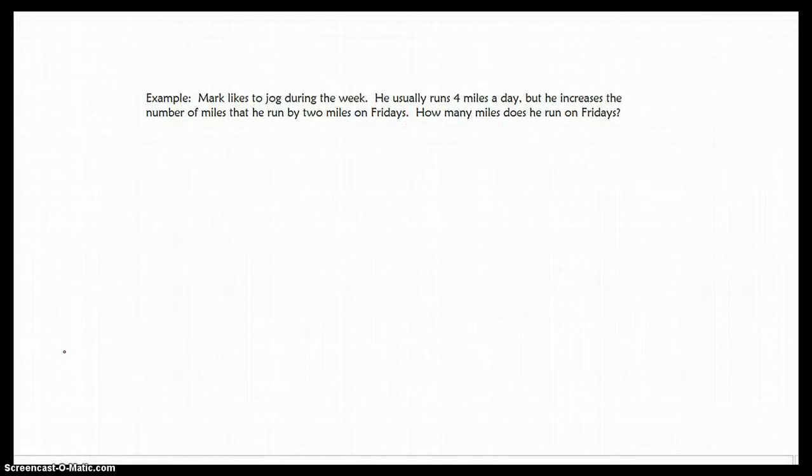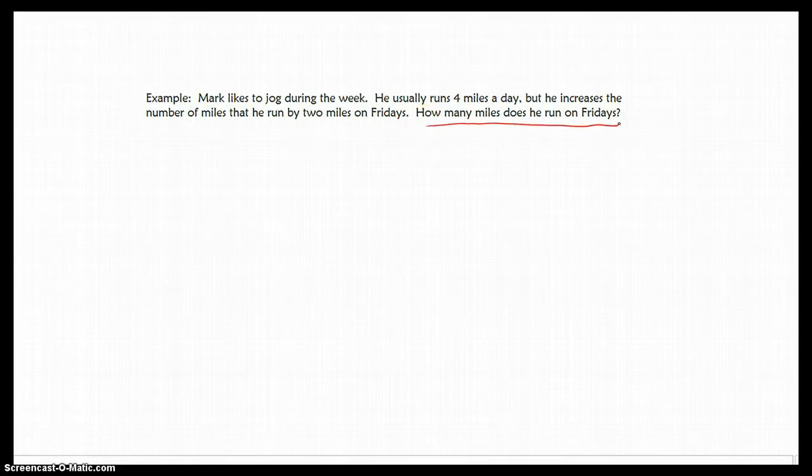Okay, so the reason why we need to know all of those words and their meaning for what operation they use is because oftentimes these kind of words show up in word problems. So here I've got an example, and the example says, Mark likes to jog during the week. He usually runs 4 miles a day, but he increases the number of miles that he runs by 2 miles on Fridays. How many miles does he run on Fridays? So the important thing here is to make sure you understand what this question is asking. So here we're asking, how many miles does he run on Fridays?